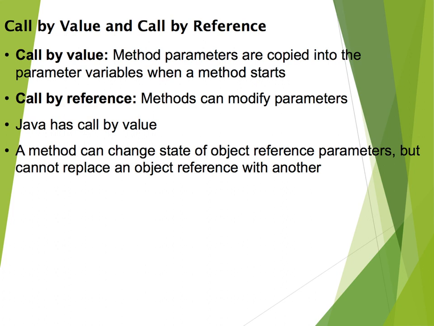However, the method can change the state of object reference parameters, but cannot replace an object reference with another. So basically, you cannot replace the object reference that is passed to you by explicit parameters, but you as a method can change the state of that object. You cannot replace it, but you can change what's in it. You can change its implicit parameters and the state of that object.